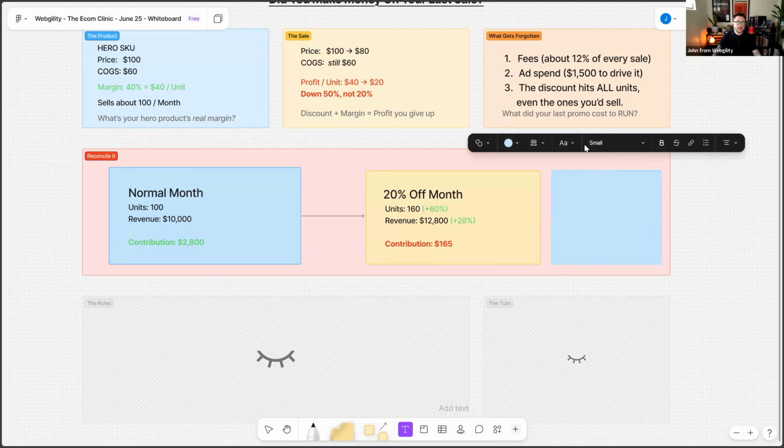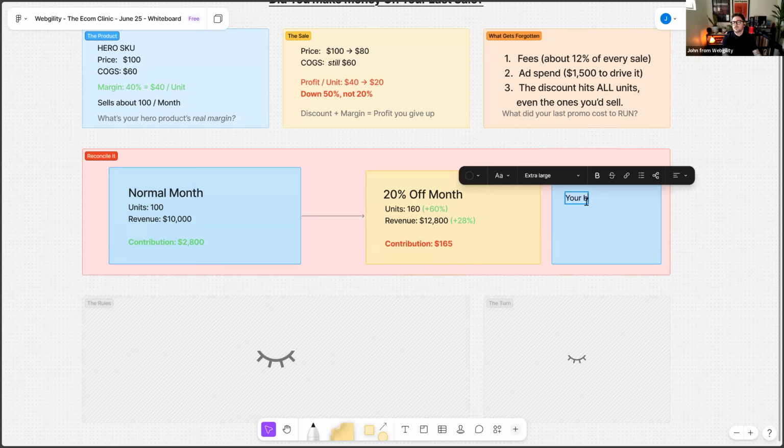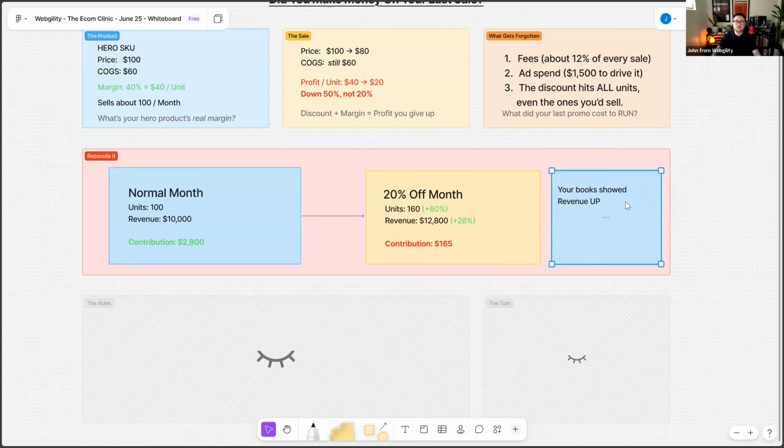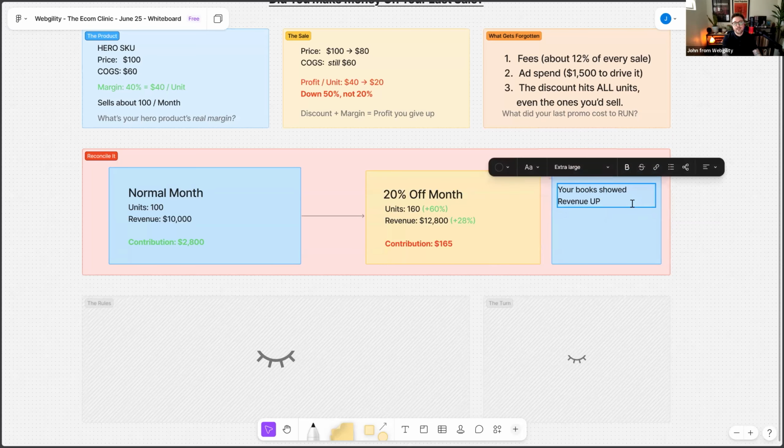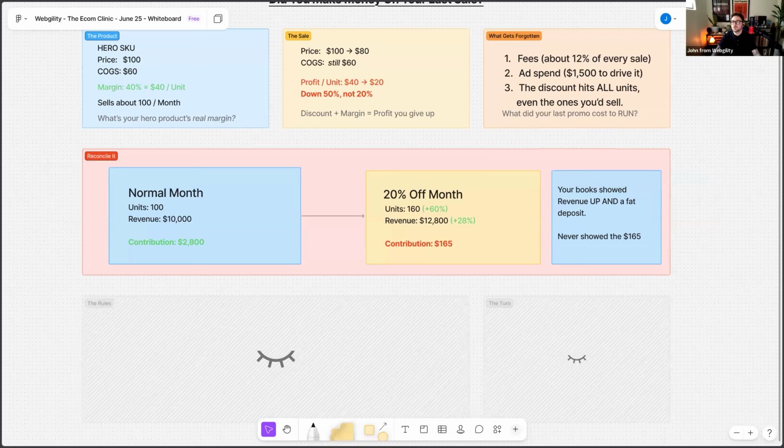Let me get a nice big text here. The takeaway here is your books showed revenue up and a fat deposit. So you showed a fat deposit in your income in your bank, and that makes you think things are going great. But it never showed the $164 or $65. What actually does show this number is the fully reconciled deposit.